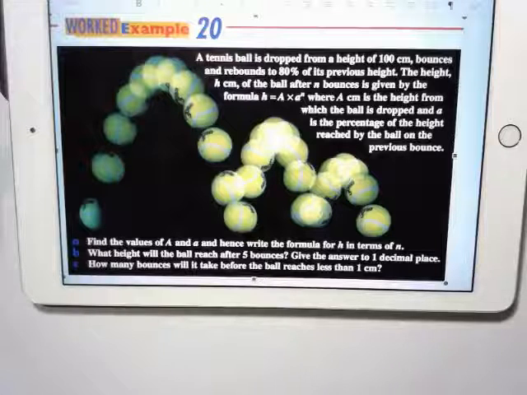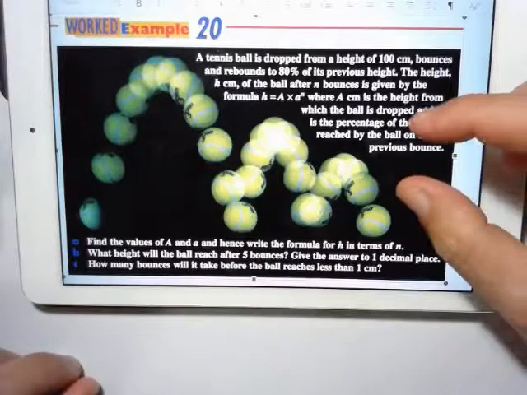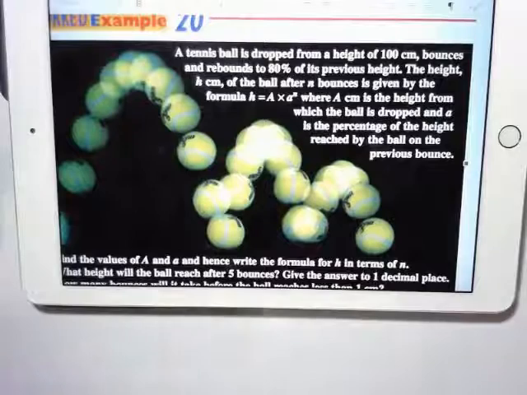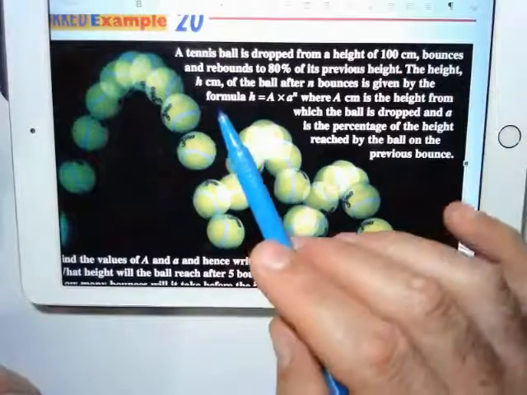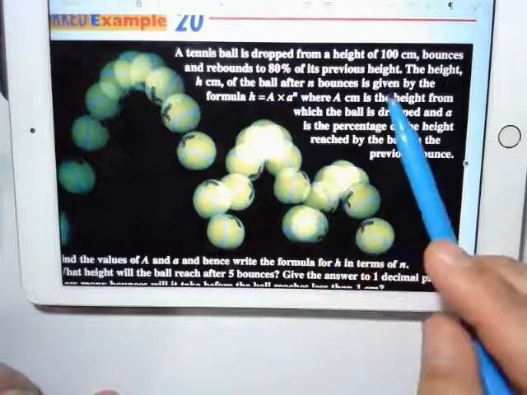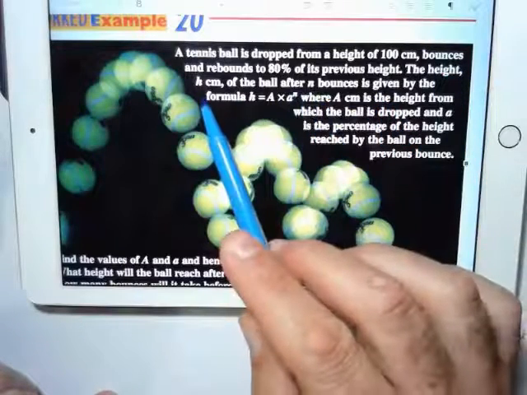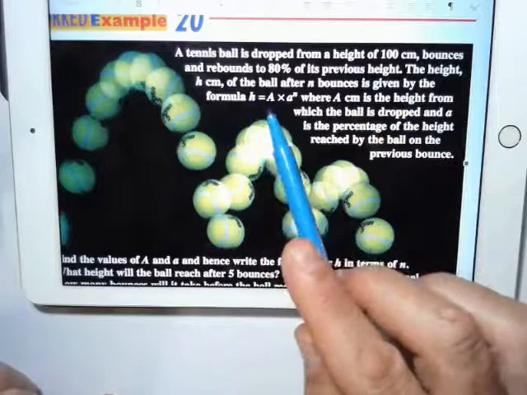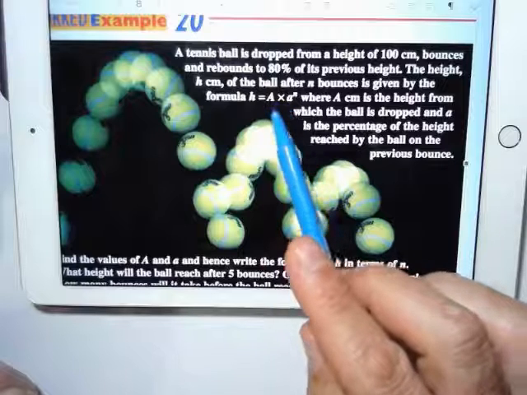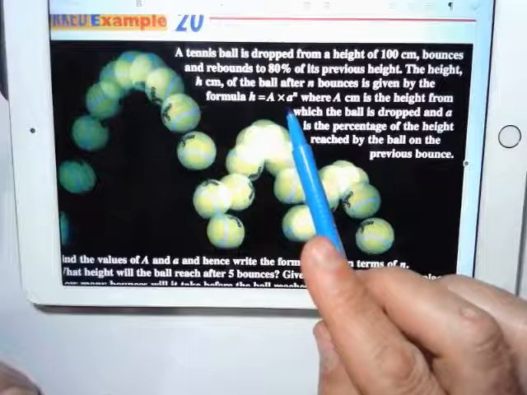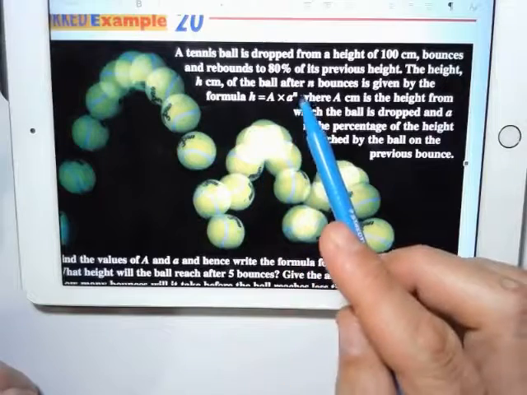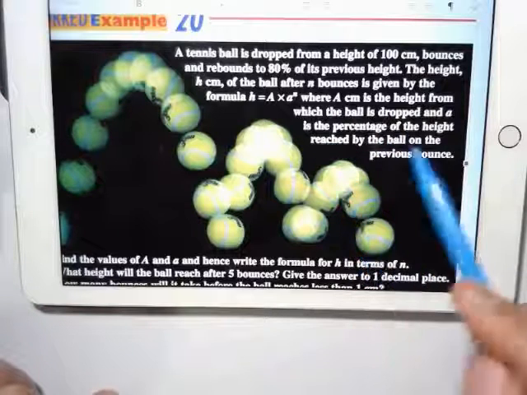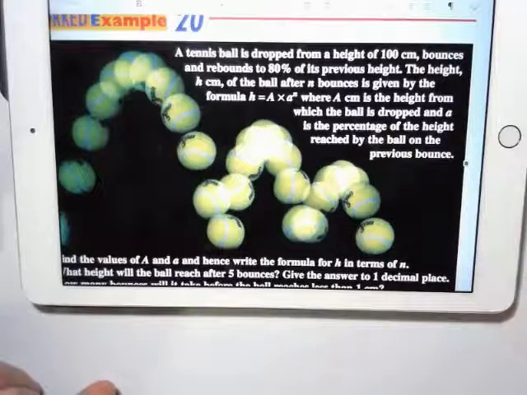What a beautiful question. I'm going to enlarge this so we can read properly. It says, a tennis ball is dropped from a height of 100 centimeters and rebounds to 80% of its previous height. The height H of the ball after n bounces is given by this formula. So the height is where it starts from, times a, which is a ratio, and n is the number of bounces, where A is the starting height of the ball and a is the percentage of the height reached by the ball in the previous bounce. So everything for you is given.